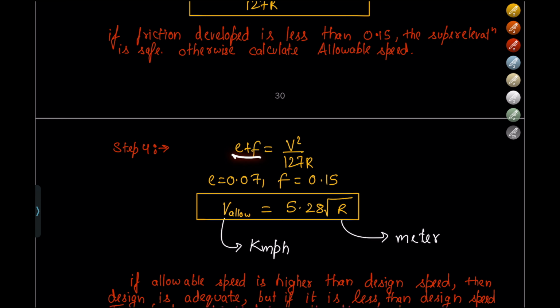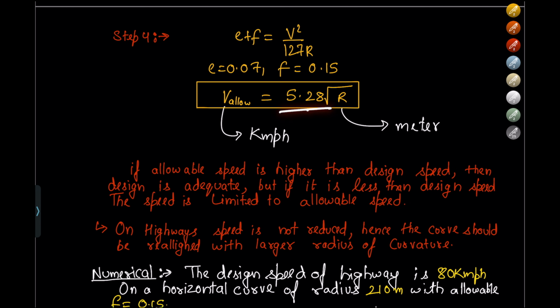That is what we'll calculate in the next step. Here E plus F is equal to V square upon 127R, and we'll take E is equal to 0.07 and F is equal to 0.15, right? V allowable will be calculated in kilometer per hour and R is in meter. Please remember this, otherwise this sometimes causes problems, and this causes loss of marks, right?